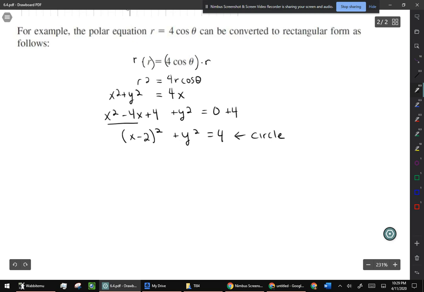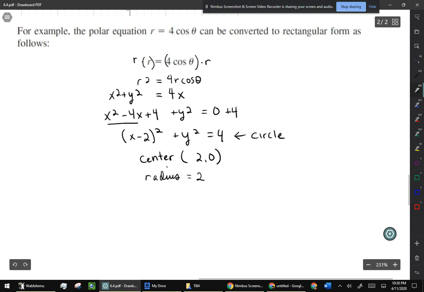And this circle has a center at negative 2 comma 0, because again, this negative 2, oh, actually, that's a mistake. It would be plus 2, or 2 comma 0. And this, mistakes all around. The radius is equal to the square root of 4, which is 2.